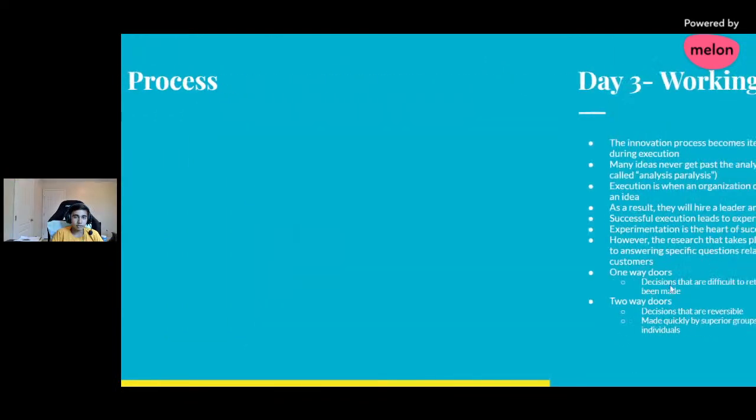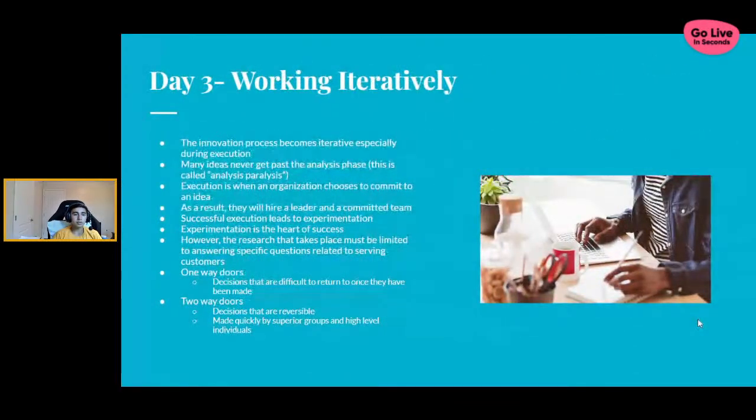All right, day 3, working iteratively. So the innovation process becomes iterative, especially during execution. And many ideas never even get past the analysis phase. People call this analysis paralysis. Execution is when an organization chooses to commit to an idea. So execution is when you choose that this is what we're going to do, and there's no turning back from here. As a result, they're going to invest, they're going to hire a leader and a committed team.